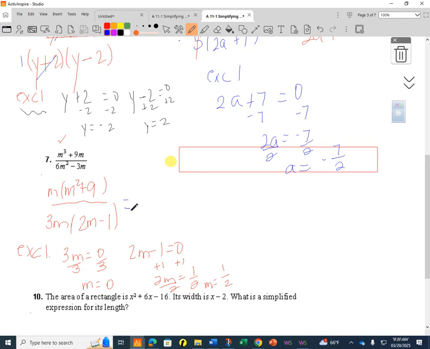So now, m and m looks like it should cancel, but it can't, right? We can't cancel part of a factor. These are in parentheses, they're a factor. Now this m and this m, we can cancel those. M divided by m is 1, right? So what we have left in the numerator is m squared plus 9. What we have left in the denominator is 3 times 2m minus 1. But we have to remember our excluded values. M cannot be 0 or 1/2.